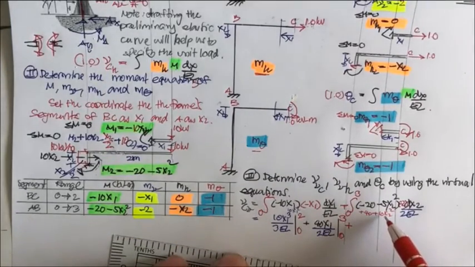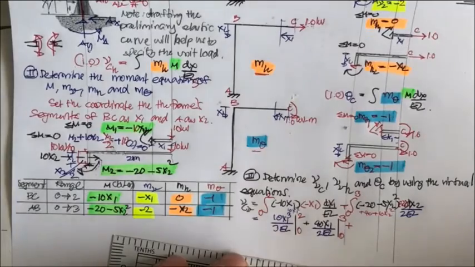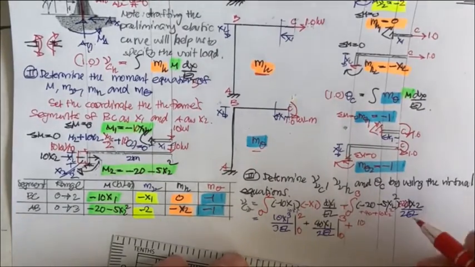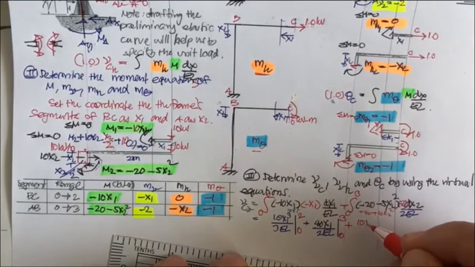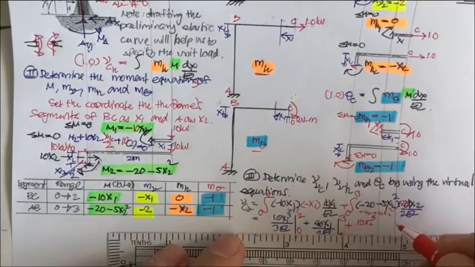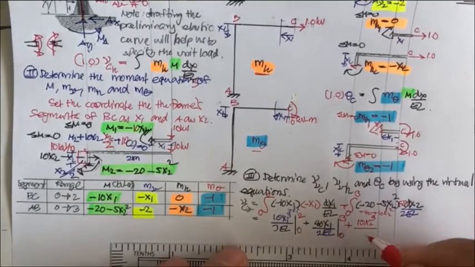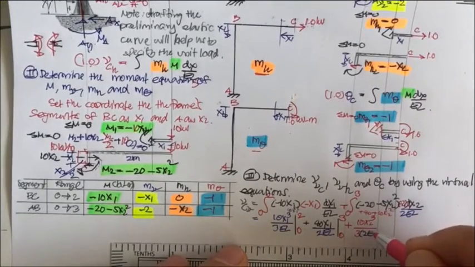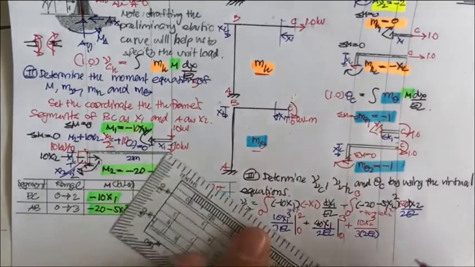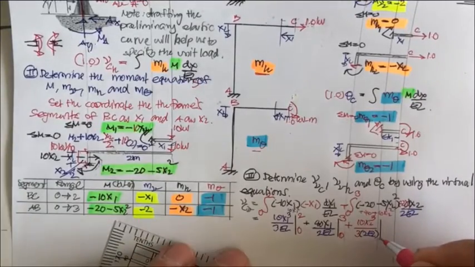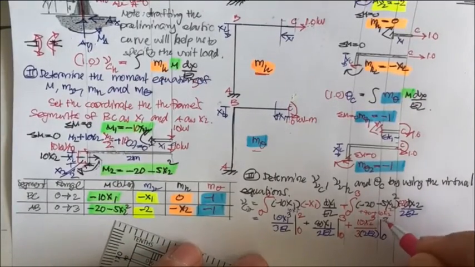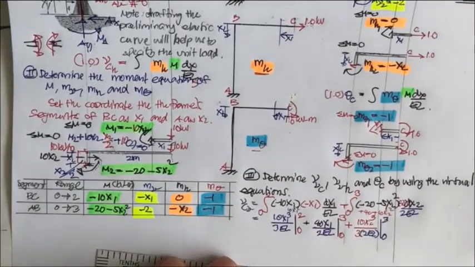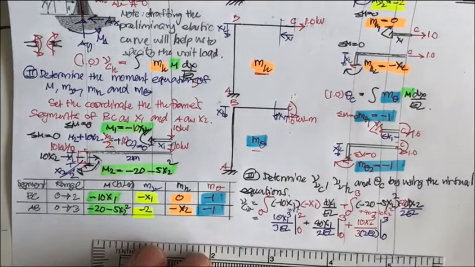And last one, plus. This time is 10, right? So it's going to be 10 and then x2 cube divided by 3. And then it's going to have 2EI here. And you integrate this one from 0 to 3. Okay, you have the total of 3 terms.